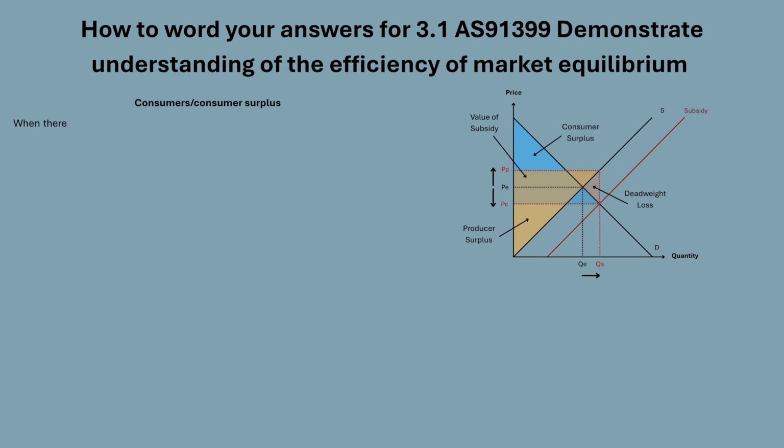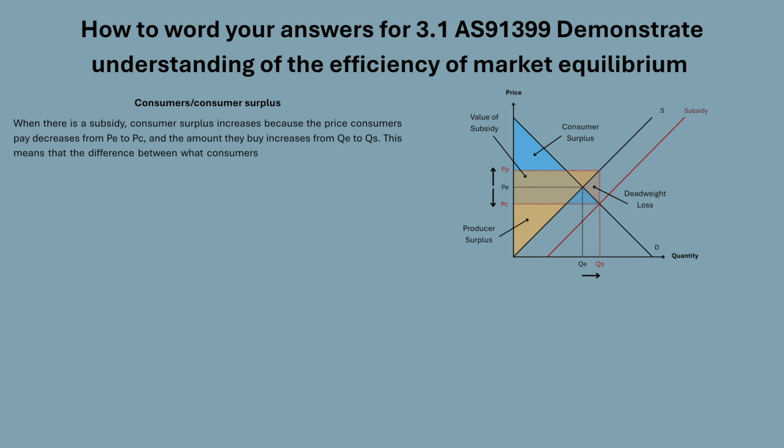You can say that when there is a subsidy, consumer surplus increases because the price consumers pay decreases from PE to PC, and the amount that they buy therefore increases from QE to QS. This means that the difference between what consumers are willing to pay and actually pay increases, and there are more units from which to gain a surplus. Hence, consumers are better off and consumer surplus increases.